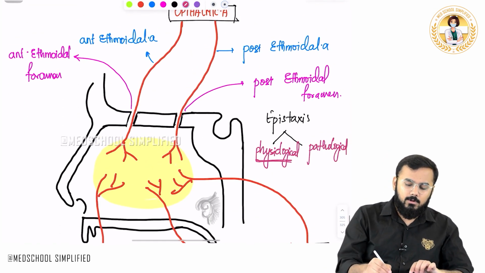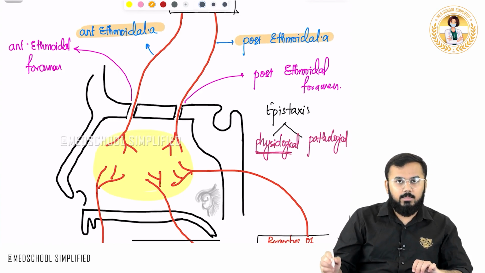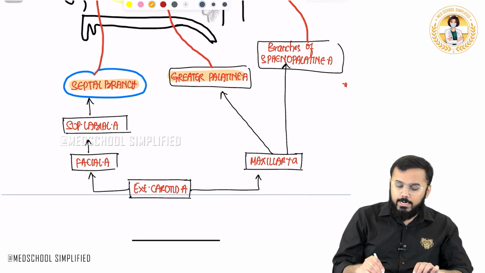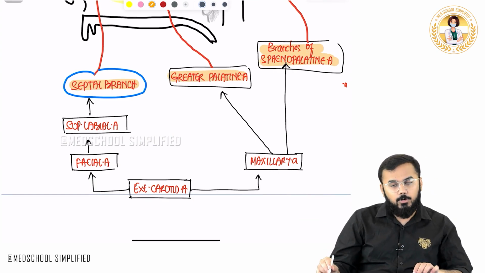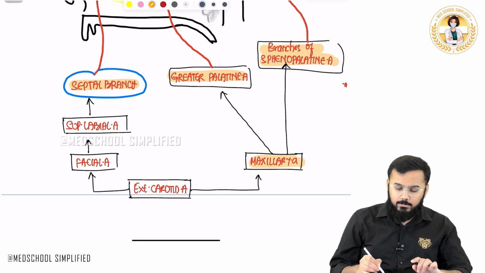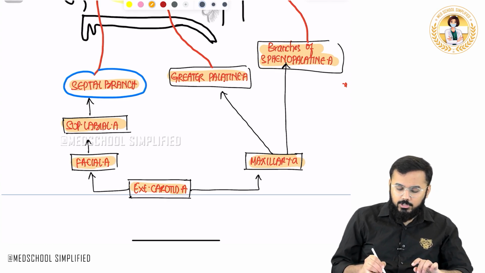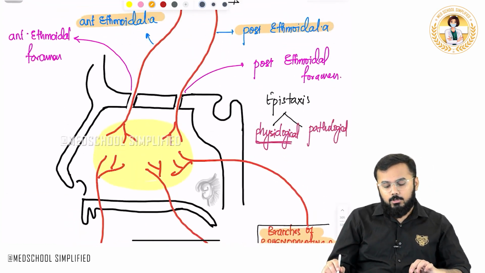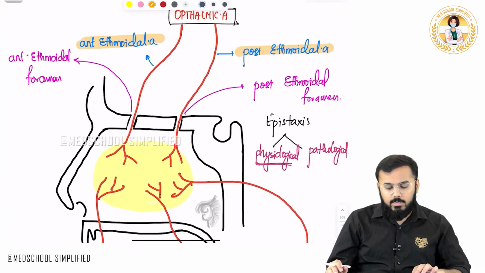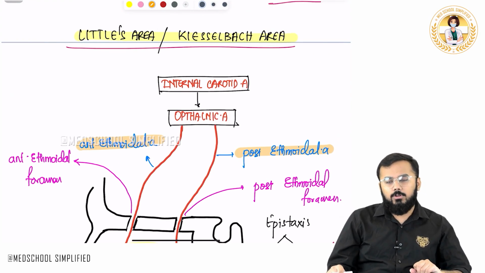When it comes to anatomy, what you need to know is which arteries are responsible here. The arteries you should know are the anterior ethmoidal, posterior ethmoidal, septal branch, greater palatine artery and branches of sphenopalatine. These two are branches of the maxillary. The septal branch is a direct branch of the superior labial, which is a branch of the facial, and external carotid. So external and internal carotid branches together form this Little's area or Kiesselbach area, right? So this is all you need to know about this topic.